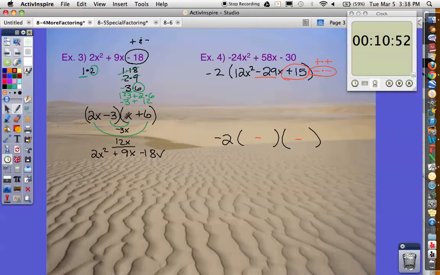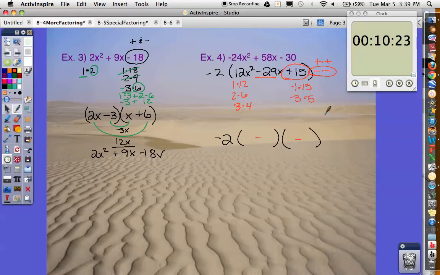Write out the factors of 12, write out the factors of 15. Now keep in mind, these are both actually going to be negative, so we can put those in because we know that they're both negative. Now look for a pattern, okay? We are going to have a lot of options to try here. So look for a pattern, try to figure out how we could get negative 29.